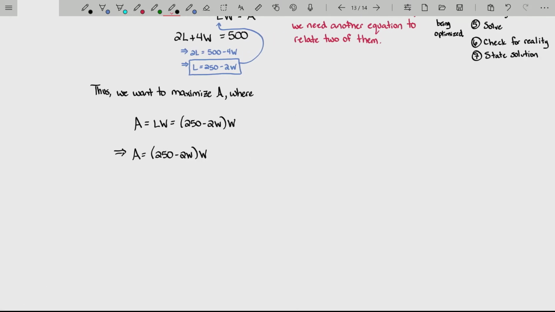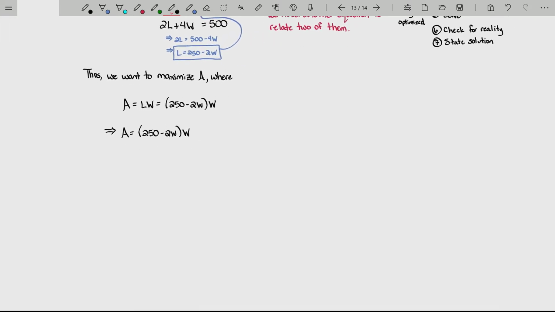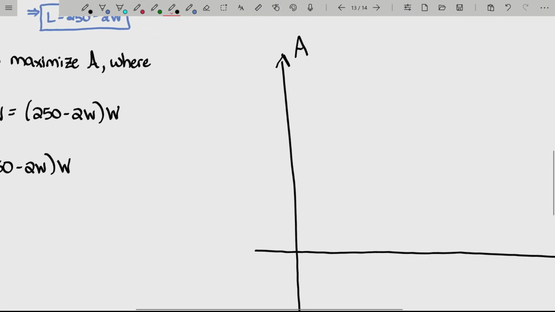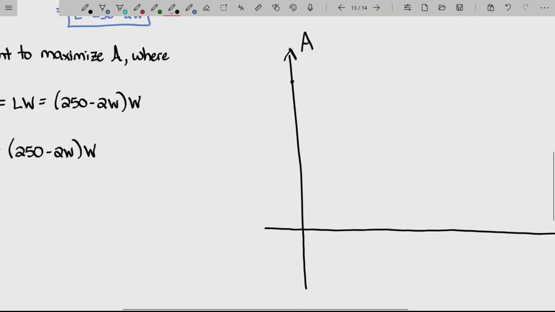I can optimize this. A lot of instructors might say, oh yeah, multiply through and use negative b over 2a to find the vertex. I'm not going to do that, because that's not the way my brain works. Here is the W axis and here is the area axis, because A is a function of width. And what I'm going to do here is just ask, well, when does this function hit the vertical axis?